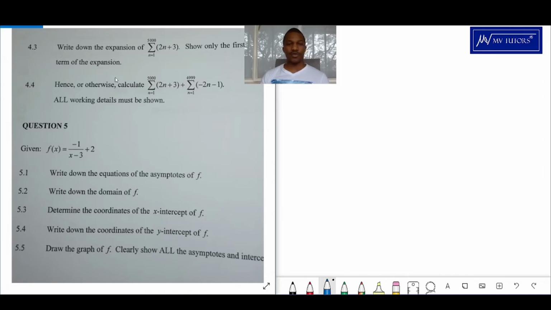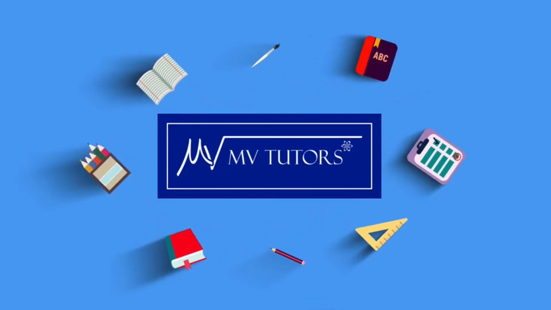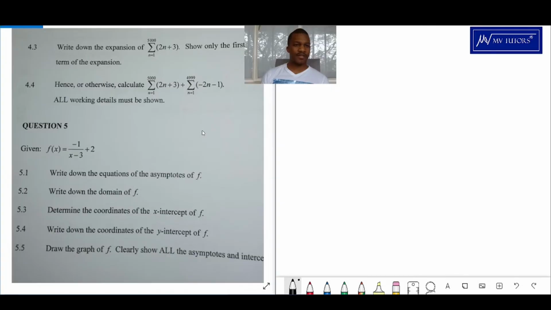Let's get right into it. Question 5, given this function, what is this function? If you said hyperbola, then you are right, correct. This is a hyperbola. Now, there's a few things we know about a hyperbola, especially given in this manner, is that these are the asymptotes right there. But let's go to the question and see what they want.